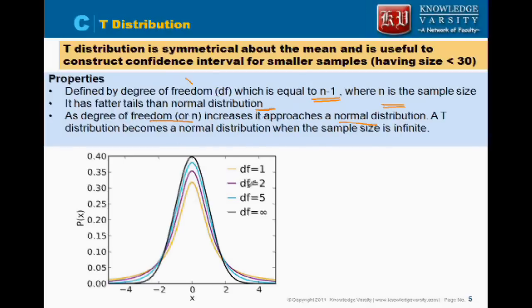So if you see, this orange has degree of freedom of 1, this has 2, 5, and with degree of freedom infinite, it becomes a normal distribution. Okay, it is useful if you are dealing with sample size less than 30. Now what we will do is, we will first try to understand the table of t distribution before we go into anything. So we have to understand the table, how it comes.